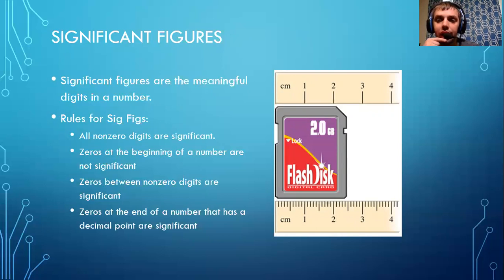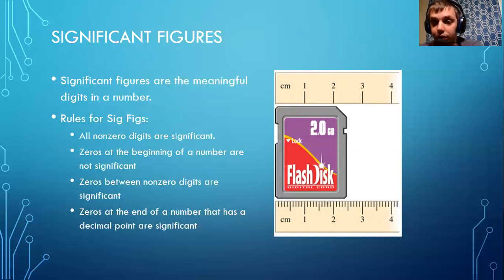But if we said, oh, it's 2.478932, well, anything beyond that initial 2.4 would be meaningless to us. All those other digits are just a random guess. They don't mean anything, so they wouldn't be significant.